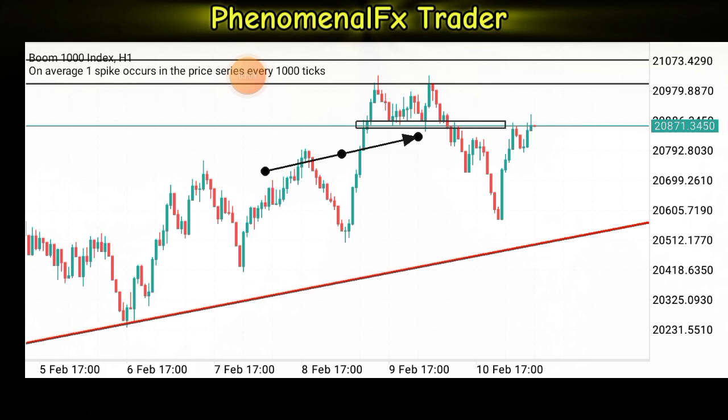All right, so if that happens, then I'm going to take a sell trade and then scalp and make some good profit. Mind you, this is 1000 index, it is volatile, so a little move can give you some reasonable profit even with the minimum lot size.